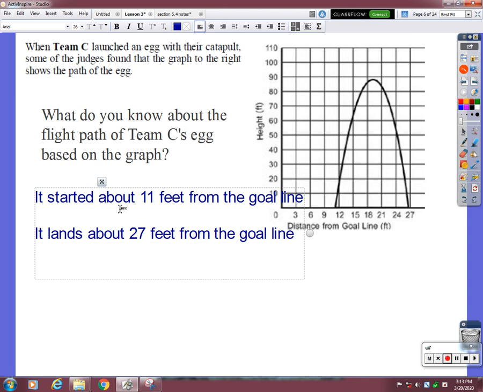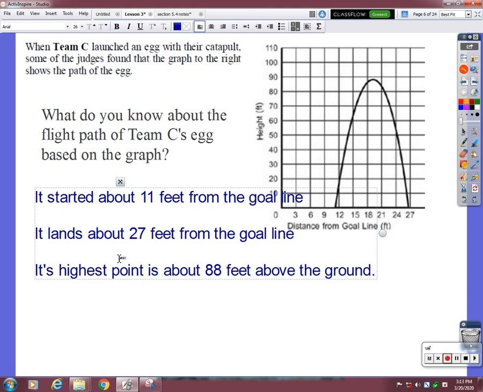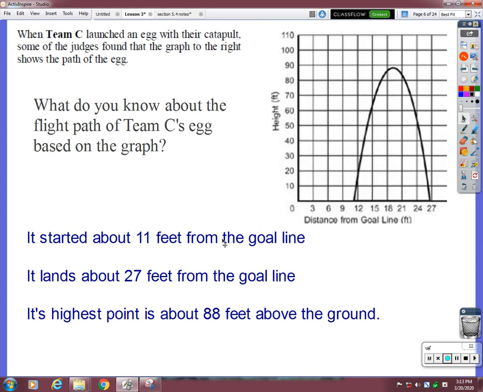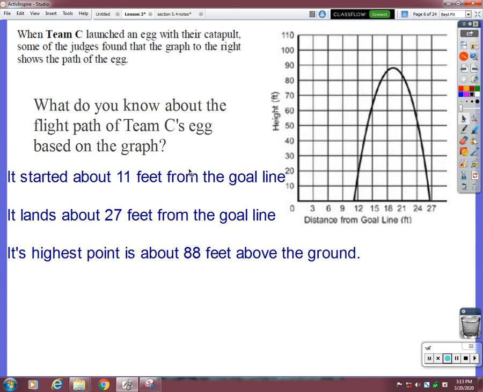So that means that it went about, what's 27 minus 11, 16 feet this direction. And then it looks like its highest point is about maybe 88 feet above the ground. So I feel like a graph is a good way to go in this case because we can get a lot of information from that just really pretty quickly.